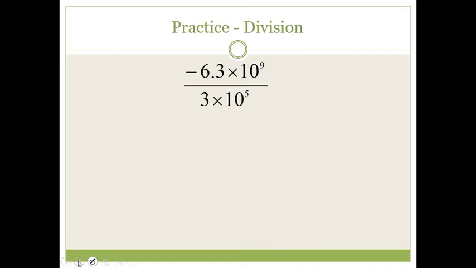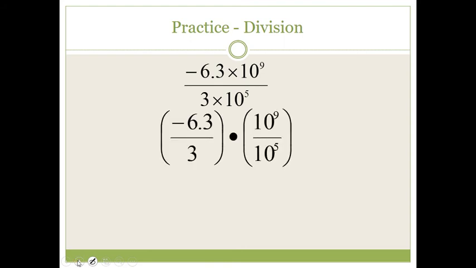Take a moment to pause the video and see if you can divide these two numbers written in scientific notation. All right, so you should have just been taking the numbers out in front, dividing them, then applying the quotient rule for exponents, subtracting the exponents on the base of 10 here.